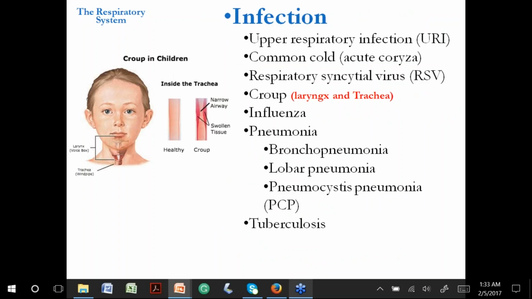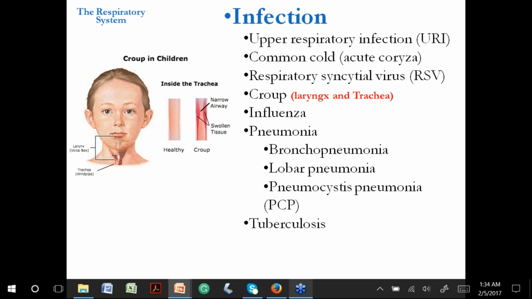Infections, we have URI, the upper respiratory infection. That's why you need to remember that from the esophagus to the larynx is upper, the rest is lower. Common cold, respiratory syncytial virus, RSV, mostly happens in neonates, croup, larynx, and trachea.